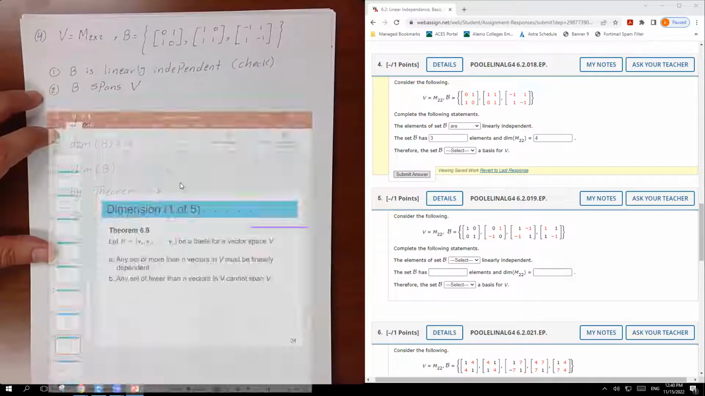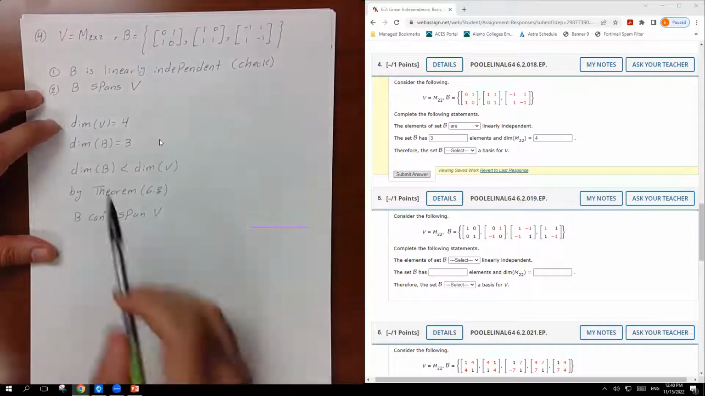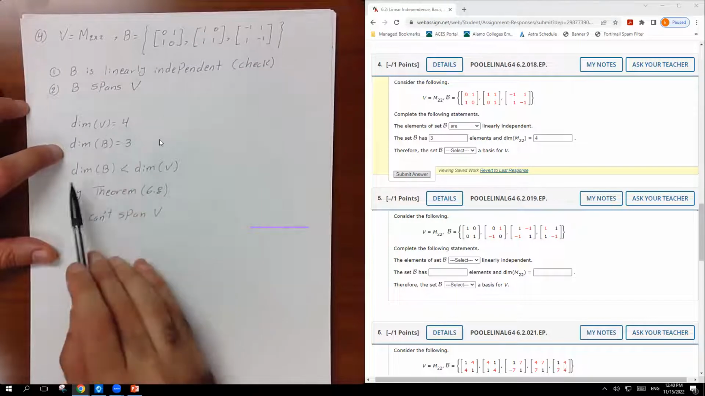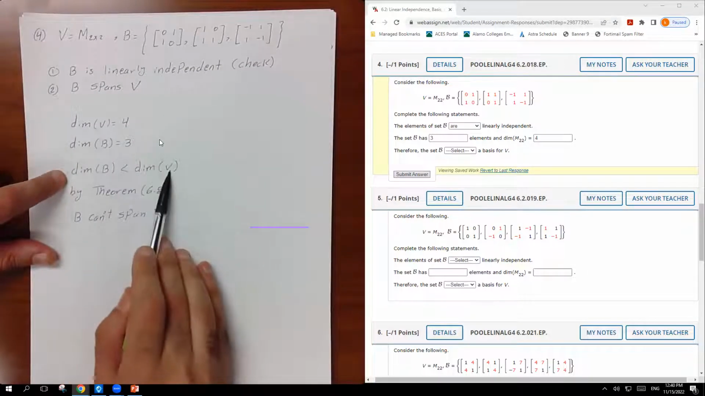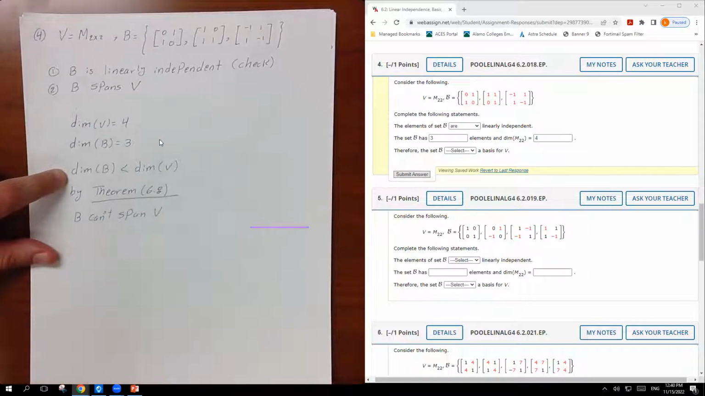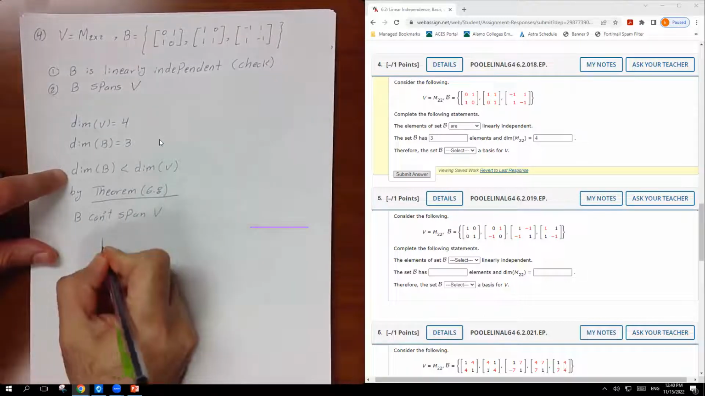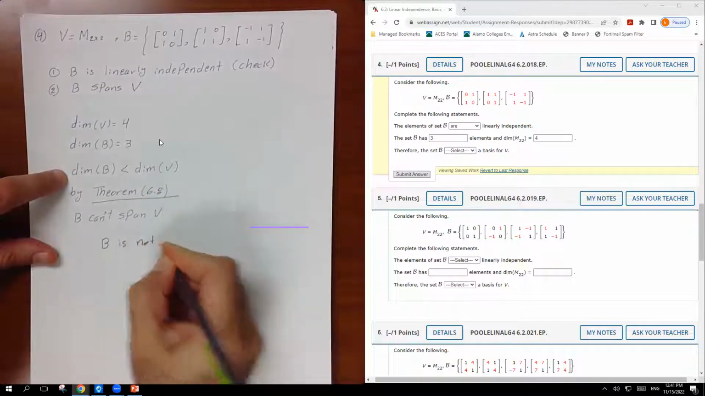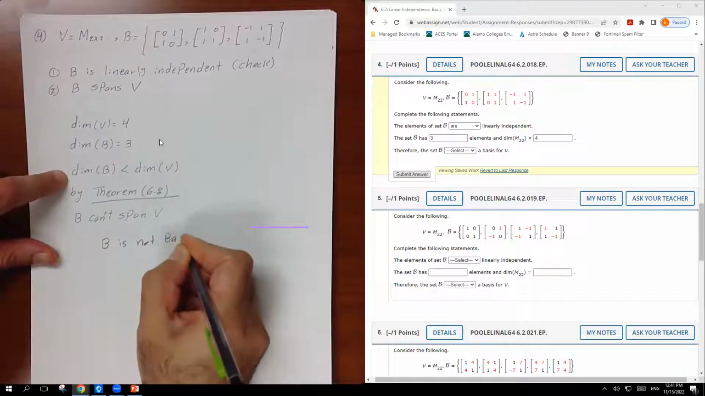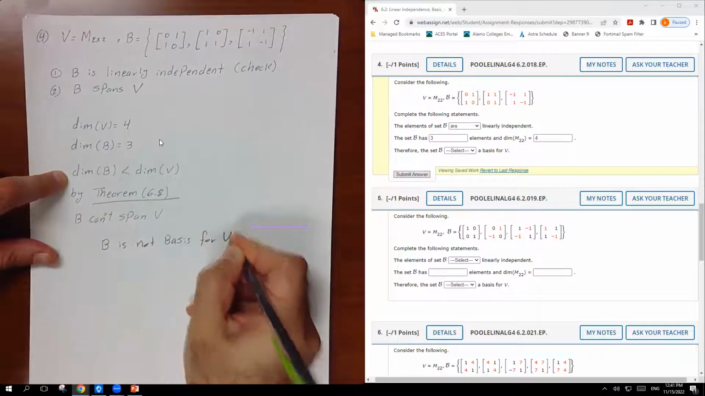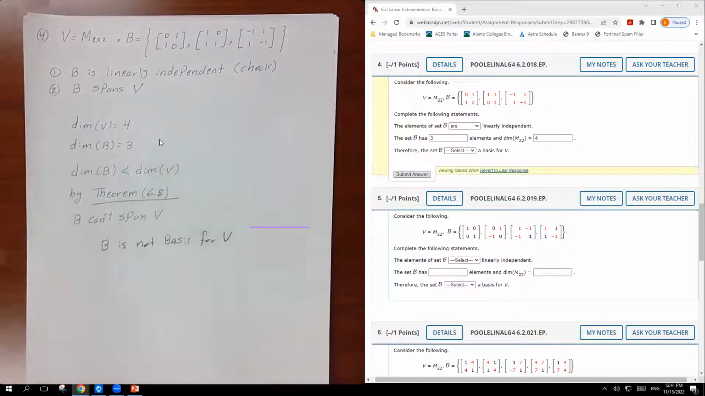That's why, because the dimension of V is 4, the dimension of B is 3, and the dimension of B is less than the dimension of V, then by this theorem, B cannot span V. So B is not a basis for V. That's it for this example.